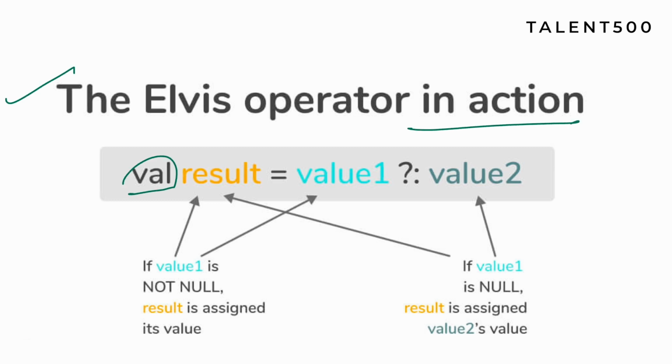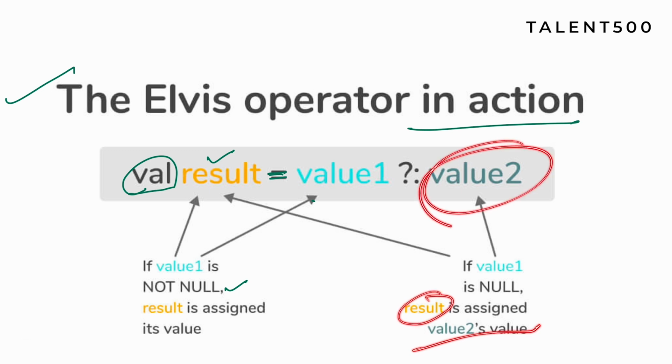This is val, the keyword, you already know about it now. This is the name of the variable, result, and here what it is doing: if value1 is not null, result will get the value1. If value1 is not null, result is assigned the value of value1. And just in case value1 is null, result will be assigned the value of value2.